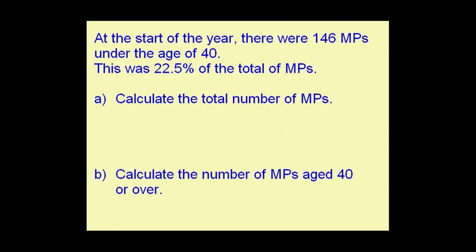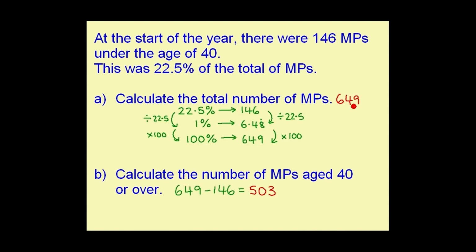Here's another question for you to try. Press pause and have a go. When you're ready for the answers, press play. Here are the answers. The trick here was to notice that the percentage given is 22.5%, and this is 146 MPs. We can then divide by 22.5 to find 1% and multiply by 100 to find 100%. Here I've rounded the number to the nearest whole number.